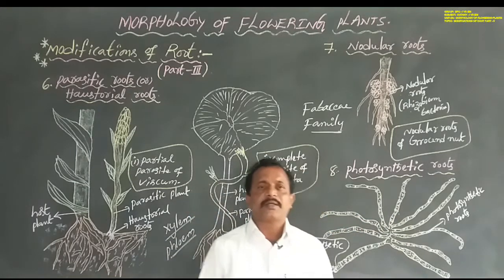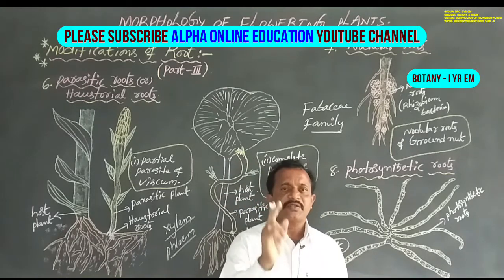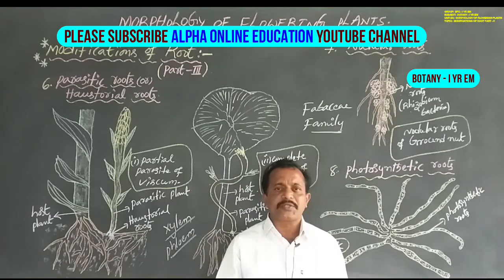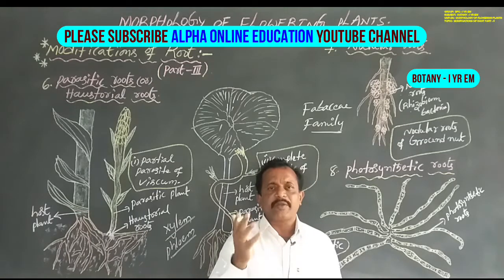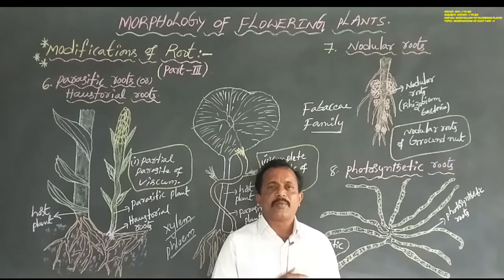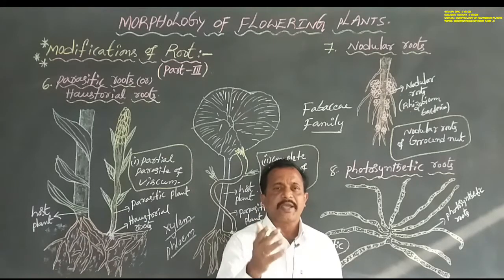So these are the eight types of root modifications. First, storage roots or tuberous roots. Second, prop roots or pillar roots. Third, stilt roots or brace roots. Fourth, respiratory roots or breathing roots. Fifth, epiphytic roots or velamen roots. Sixth, parasitic roots, which are of two types, partial parasitic roots and complete parasitic roots. Seventh, nodular roots. Eighth, photosynthetic roots or assimilatory roots.